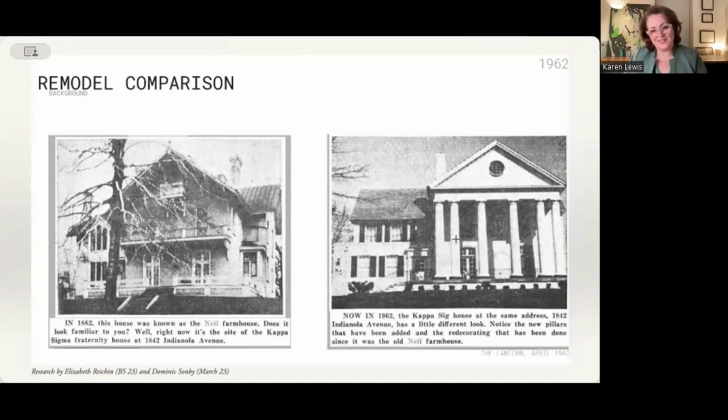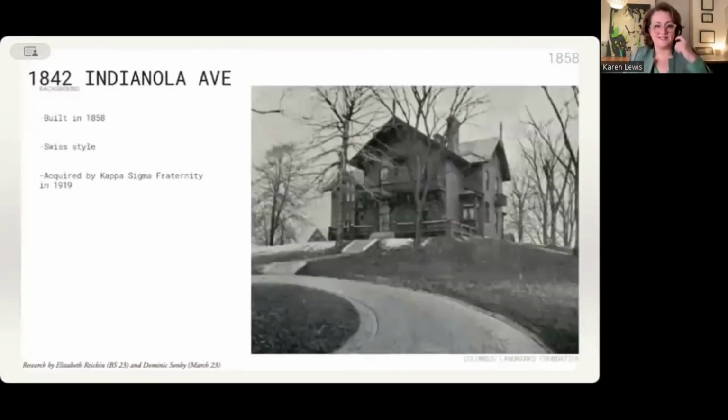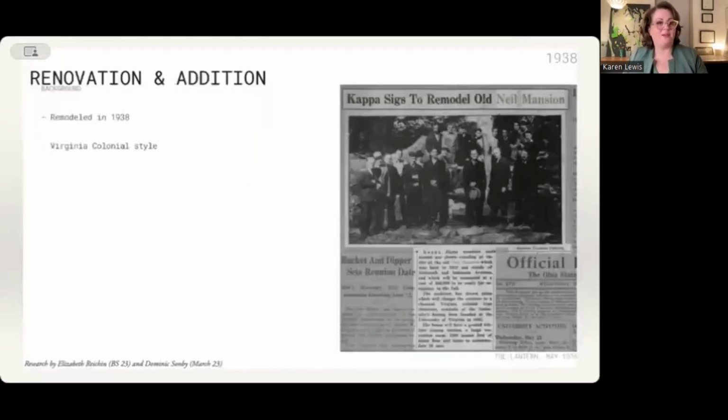So in doing this investigation, it appears that the Indianola house and its proof of passageways is what is offering the greatest motivation for the articulation of the Underground Railroad on campus. But as some of my research assistants and I have started to look at, we have traced the history of the house. Starting in 1858, this was the Neal House, built as a kind of Swiss house. And then it was remodeled in 1938. And this is at the point where it then becomes remodeled as a Virginia colonial.